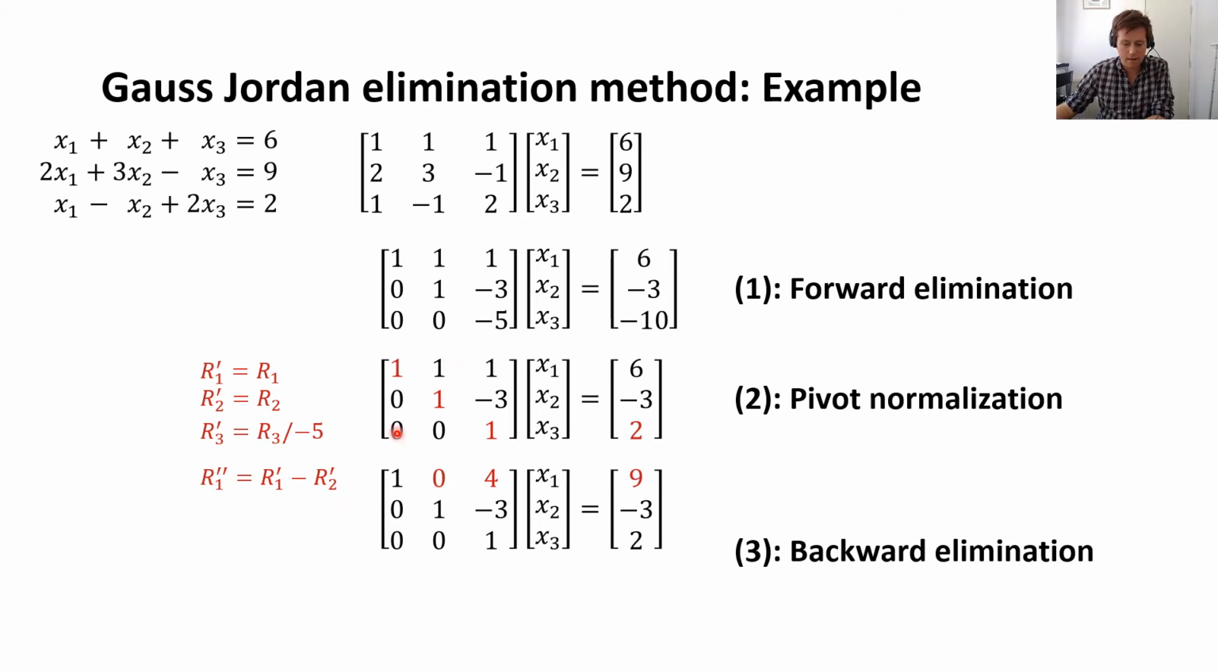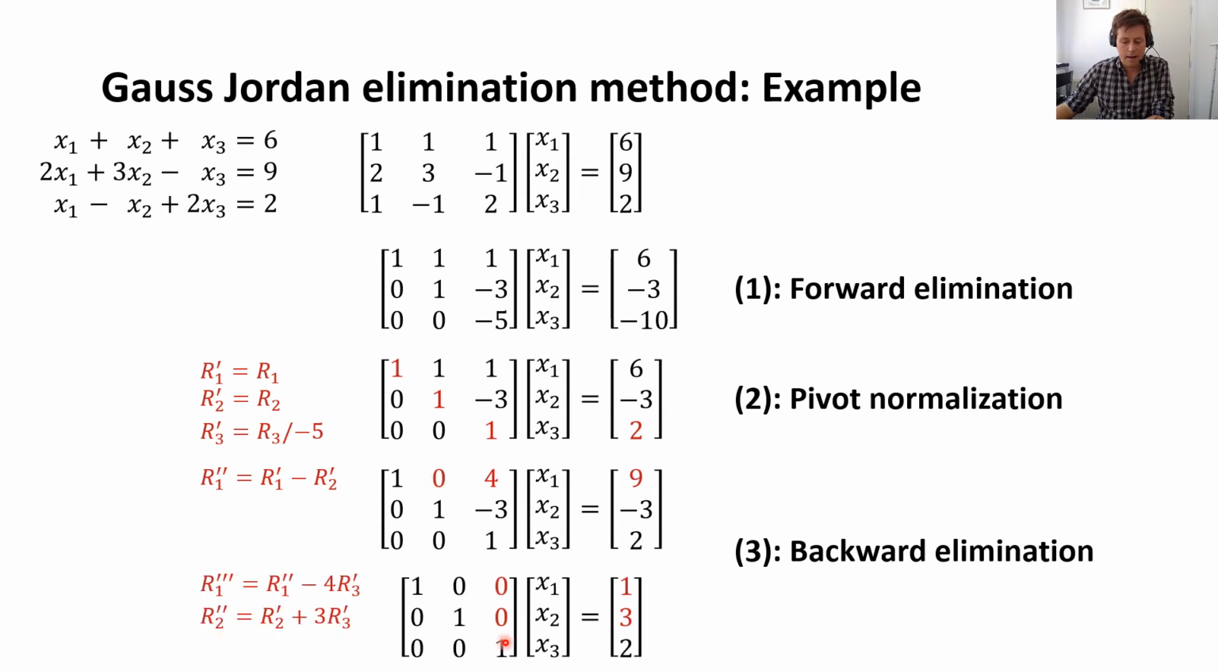To get this zero out of the way, we subtract row 2 from row 1. And then we have here a 0. Also in the third column, if we subtract from row 1 4 times row 3, then this becomes a 0. And to row 2, we add 3 times row 3, and that also becomes a 0. We see immediately that the solution is contained in this B vector over here. And if you recall from the previous video, this solution was 1, 3, and 2.